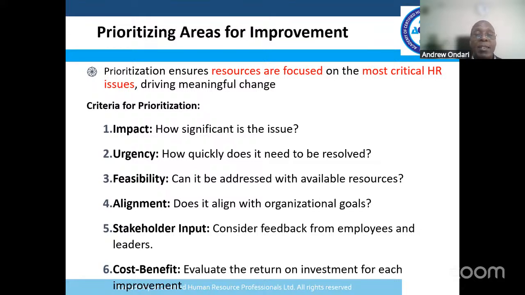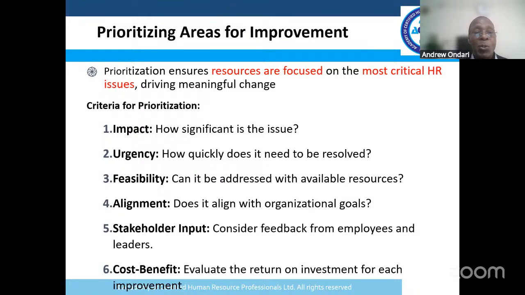For instance, the leaders of our organization need to be in the picture from the beginning of this HR audit process, so that one, we get their blessings. Two, we get their support in terms of resource allocation and their own personal time. And three, we align with their strategies and policies. So stakeholder input is very important so that we can prioritize those areas of improvement.